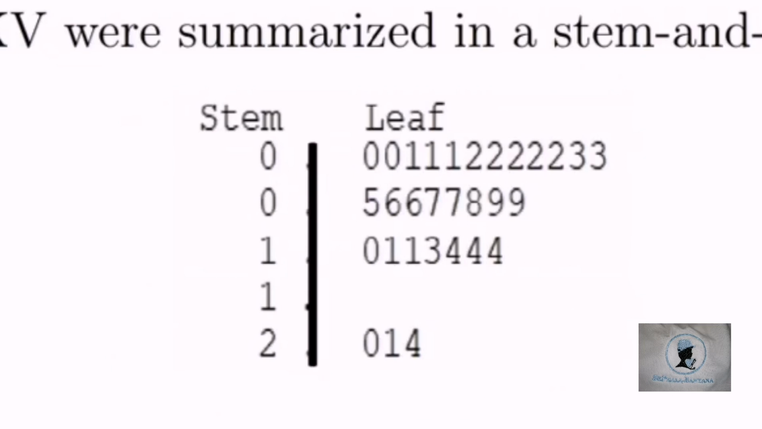Hello guys, this is going to be a very short video. In this video I'll be discussing the properties of stem and leaf. A stem and leaf is basically one of the ways to organize data. Obviously, what the stem and leaf represents is the data set that has been given to you.